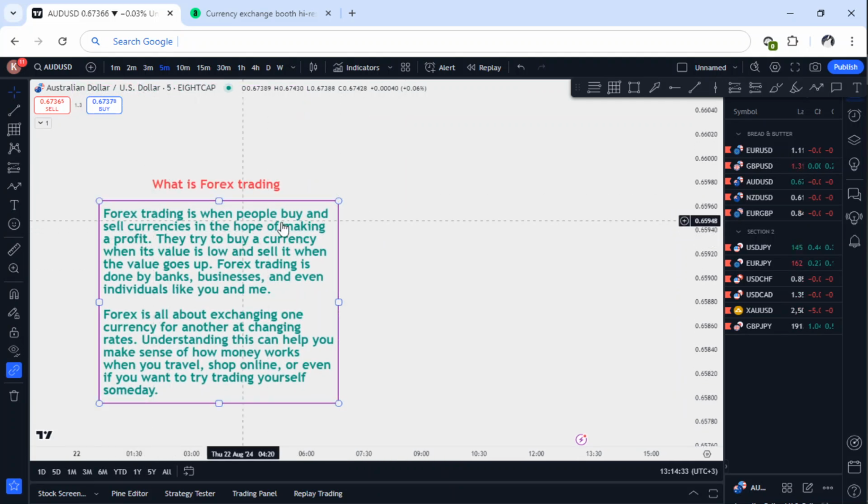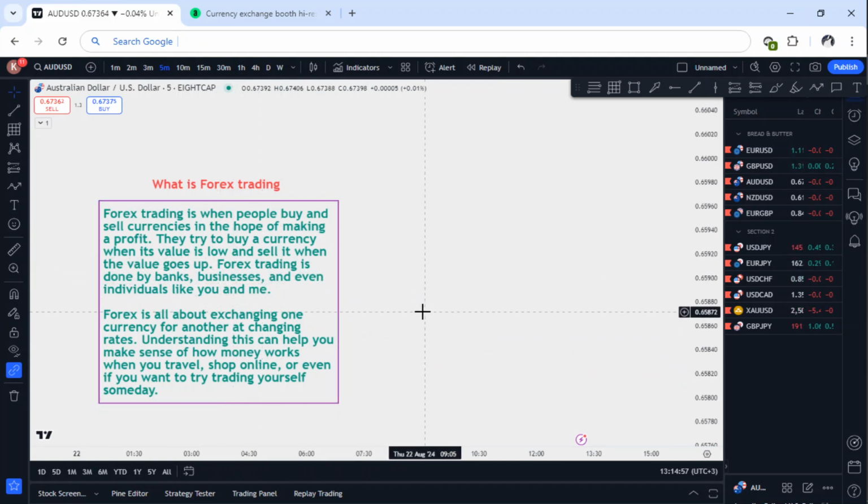So basically, what is forex trading? Forex trading is when people buy and sell currencies in the hope of making a profit. They try to buy a currency when its value is low and sell it when the value goes up. Forex trading is done by banks, businesses, and even individuals like you and me. We call ourselves traders.